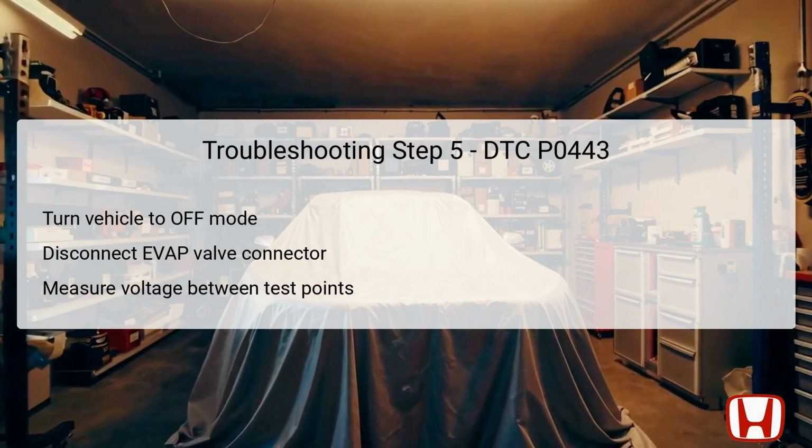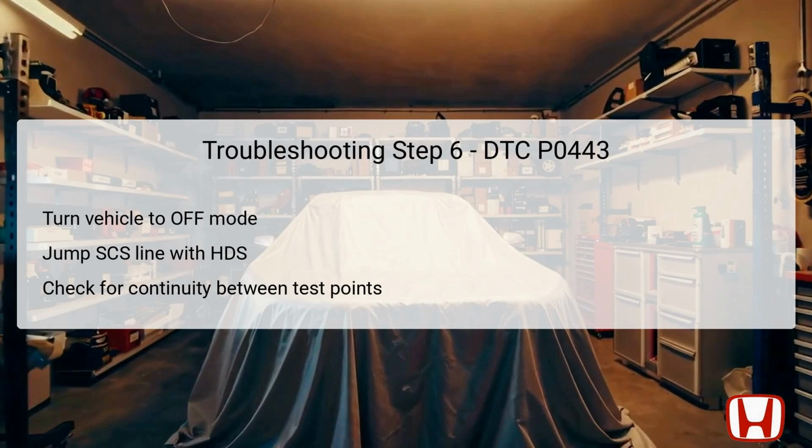and fuse connections. For Step 6, again, ensure the vehicle is in off mode and use the HDS to jumper the SCS line for diagnostics. Following this, disconnect the PCM connector E, which has 80 pins.